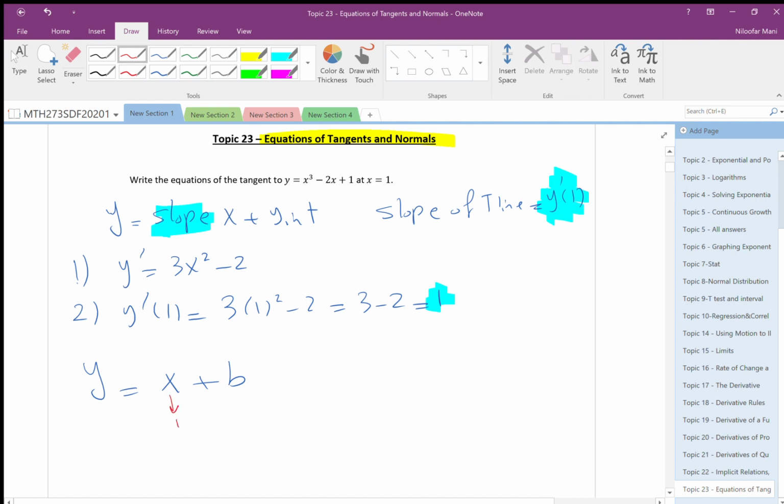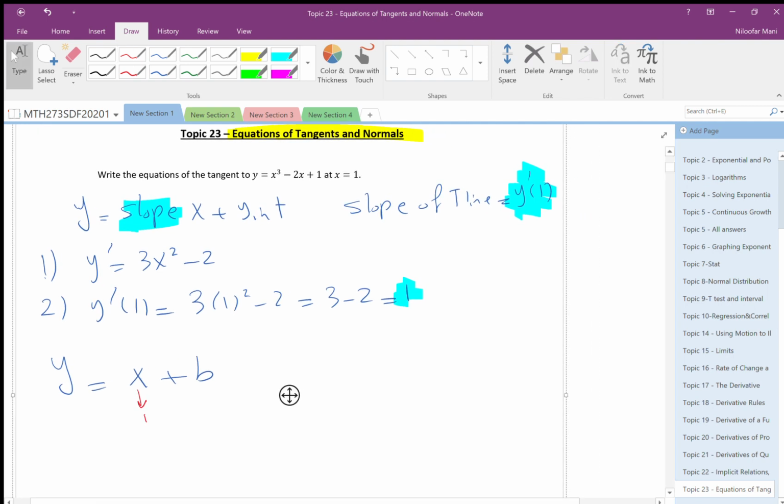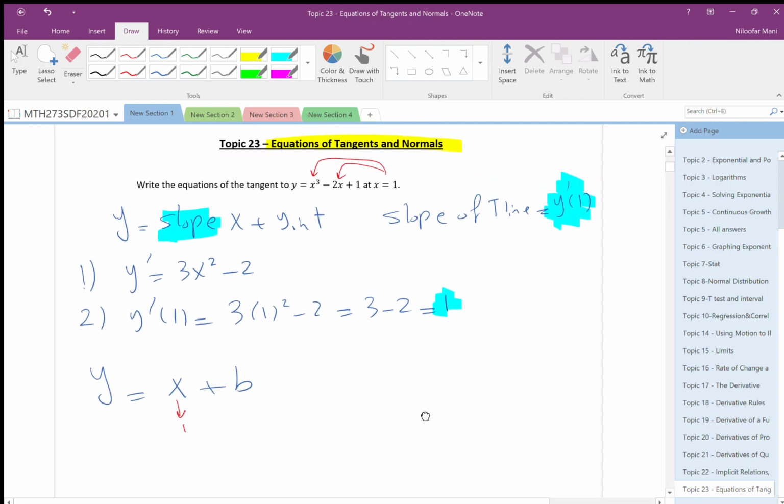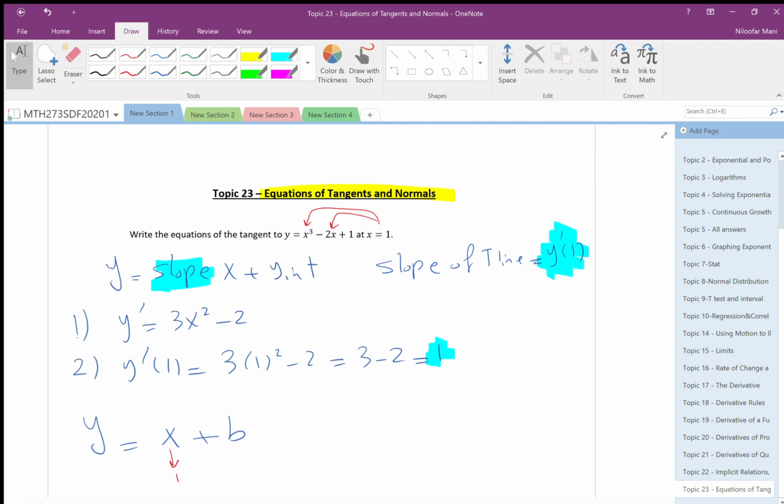How do you find y for x equal 1? Remember, you have to substitute in the original function, not in y prime. No, no, no. If you put in y prime, you are finding the slope of the tangent line, the first derivative. So I put 1 there. y of 1 is 1 cubed minus 2 times 1 plus 1, which is 1 minus 2 plus 1, which is 0. Right?